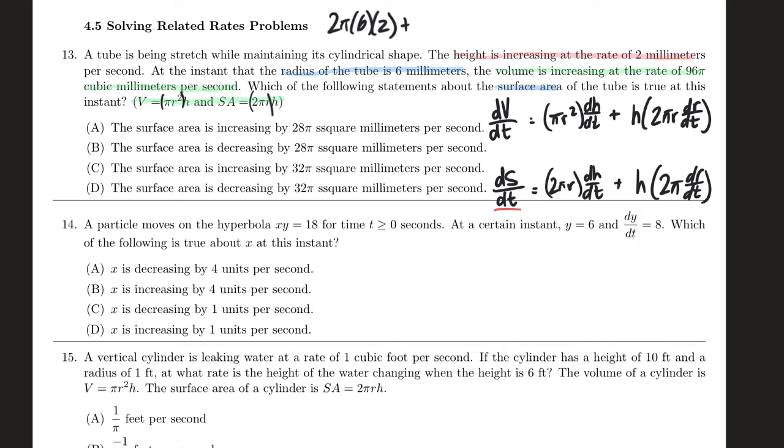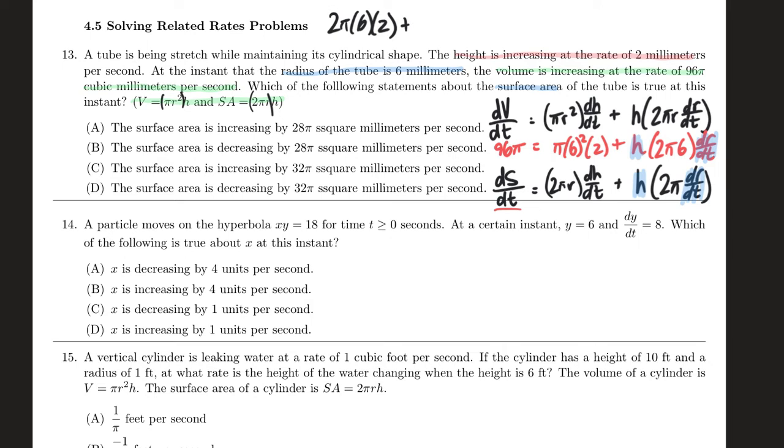But let's go to the volume equation and figure out what I know. I know the volume is changing by 96 pi. I know at this time the radius is 6. The height is changing by 2. Again, I don't know h, but I do know r. R is 6. And I don't know dr dt. Right, so how is this going to end up helping me? Well, if you look here, there's an h and a dr dt here. There's also an h and a dr dt in this other equation. So if I can figure out what h times dr dt equals, I can plug it into the other equation.